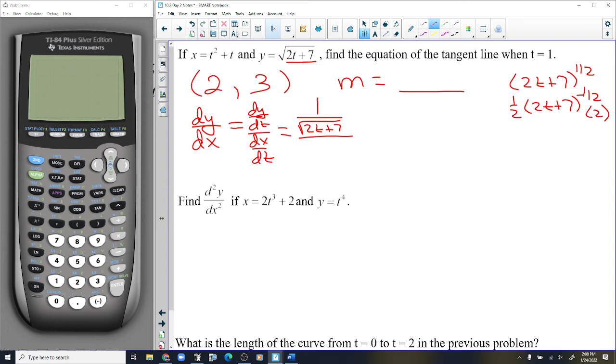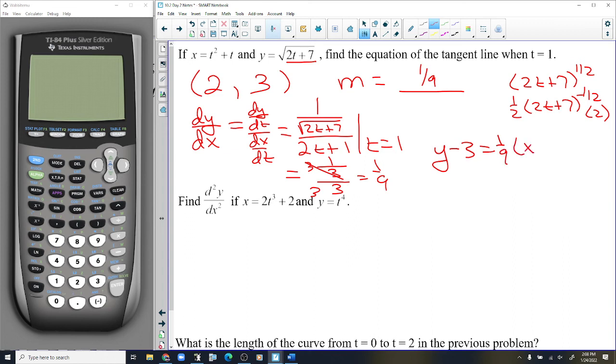dx/dt is 2t plus 1. There we go. Now we just have to evaluate this when t is equal to 1. So 1/3 over 3, since the square root of 9 is 3, which is 1/9. There's 1/9, so the slope is 1/9. So the final answer: y minus 3 is 1/9 times x minus 2.